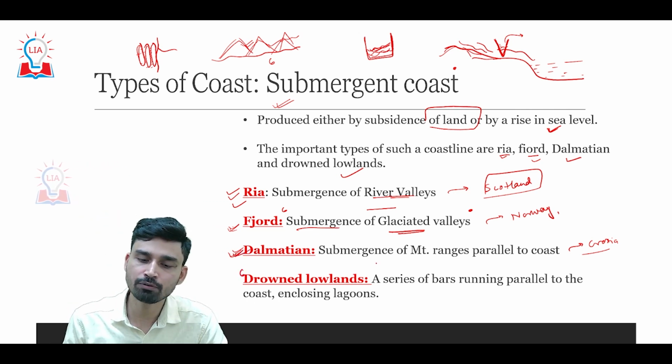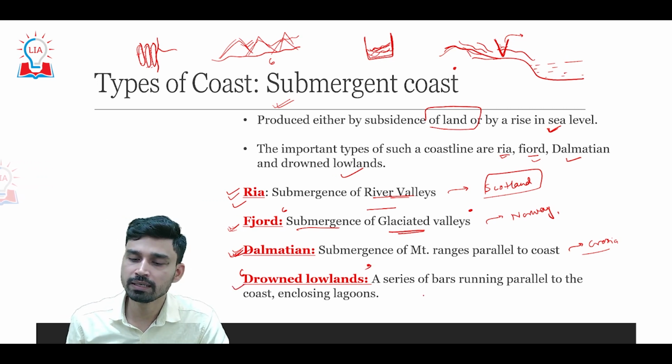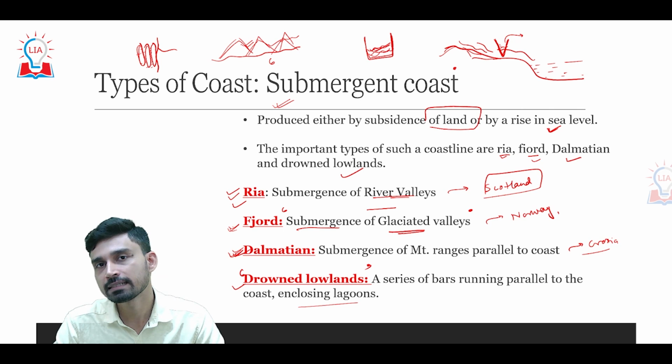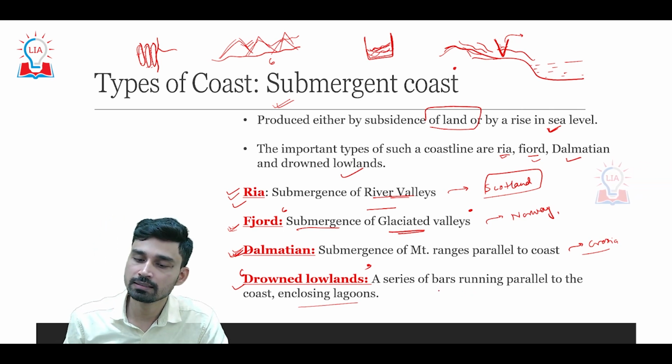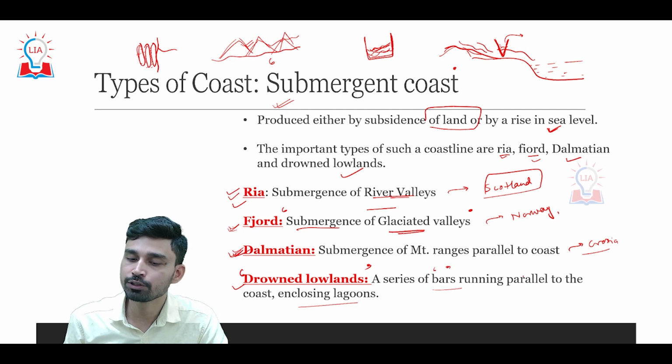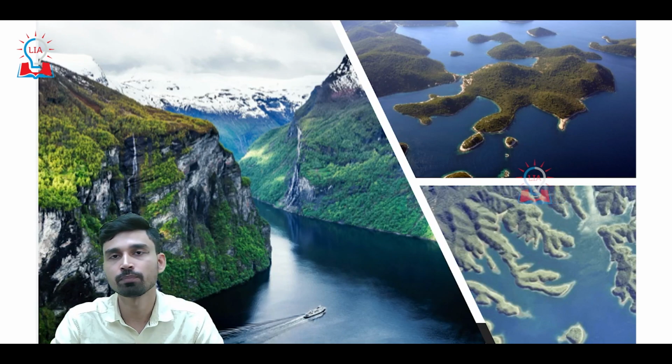The next important landform that we see is a drowned lowland. Drowned lowlands are nothing but lowlands that get drowned or submerged due to the rise of sea level. A series of sandbar-like features running parallel to the coast will develop, which we can call the drowned land.